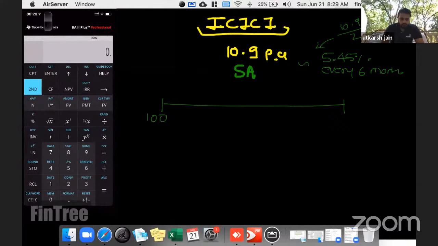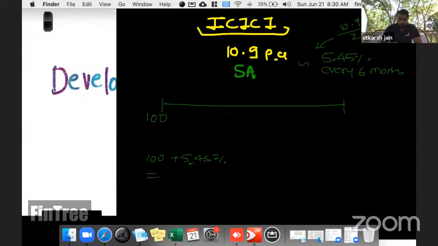Something is wrong. Okay, so you do it on your calculator. Maybe my calculator is not working. So try 100. Now, once you've tried 100, then on the Texas calculator, try this key: 100 plus 5.45 percentage equal to. Your calculator is smart enough, it will automatically understand it is 5.45 percentage of 100. And when you do that, can you tell me how much you're getting there?